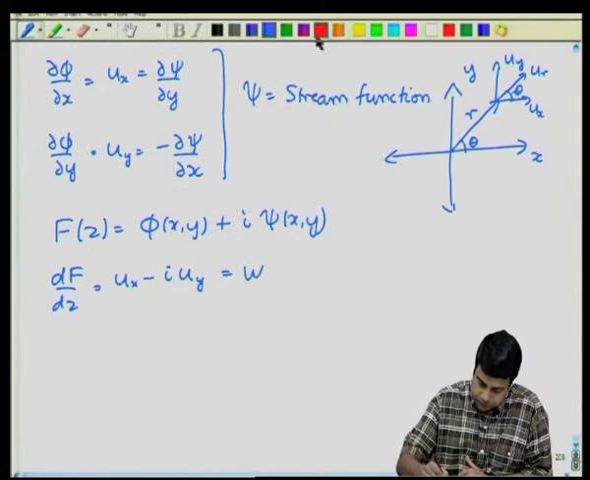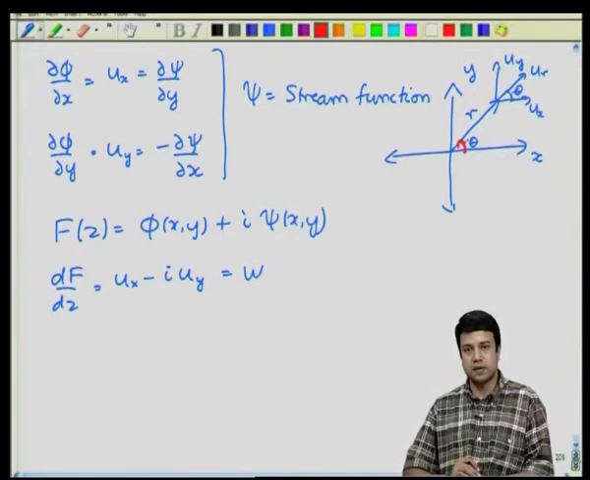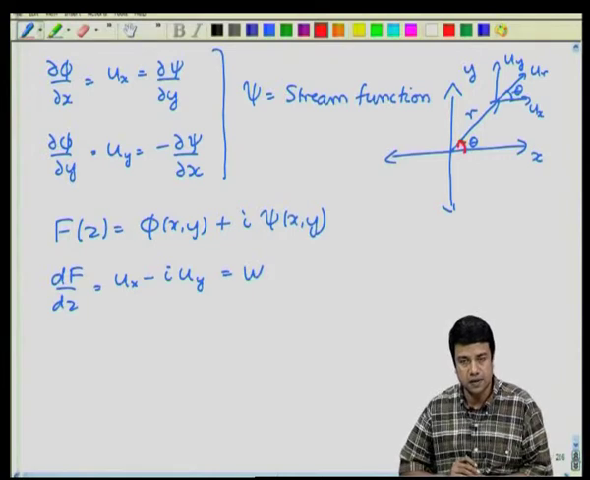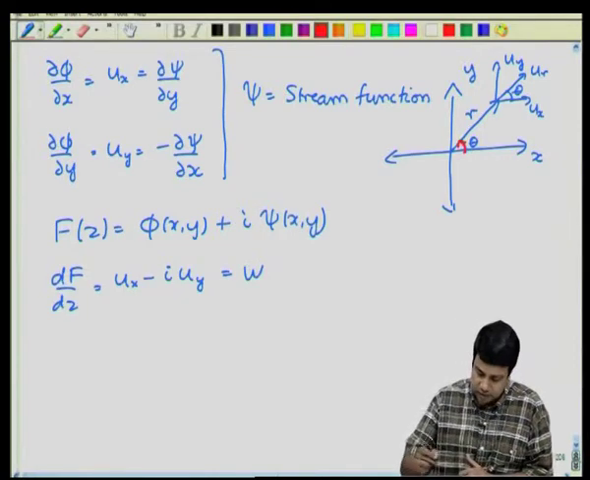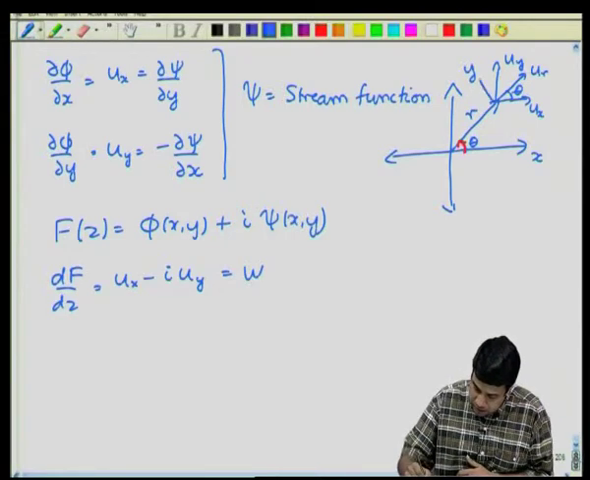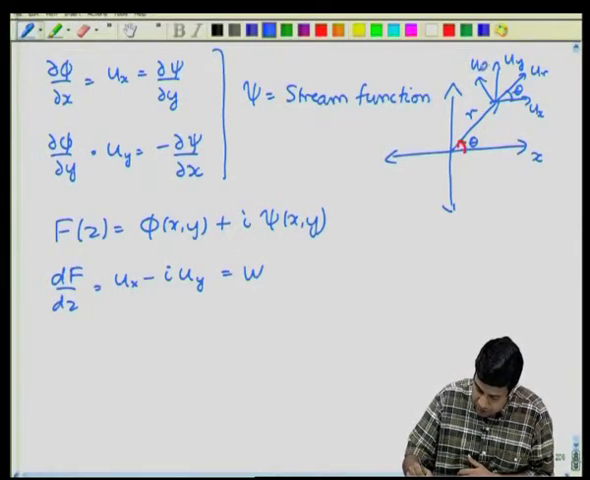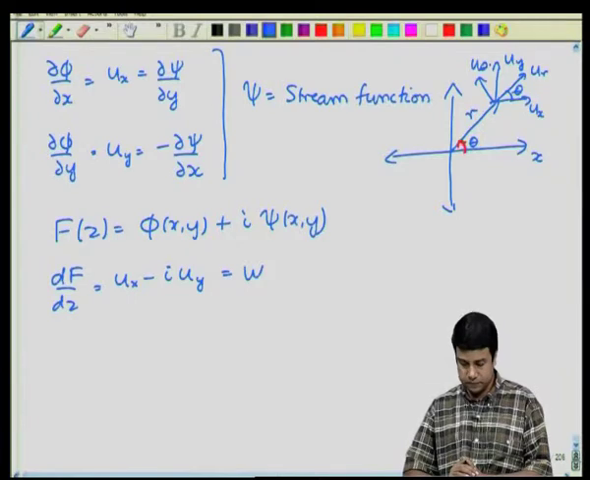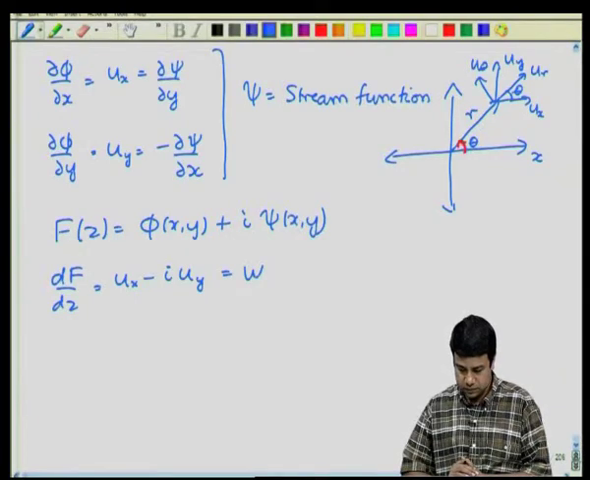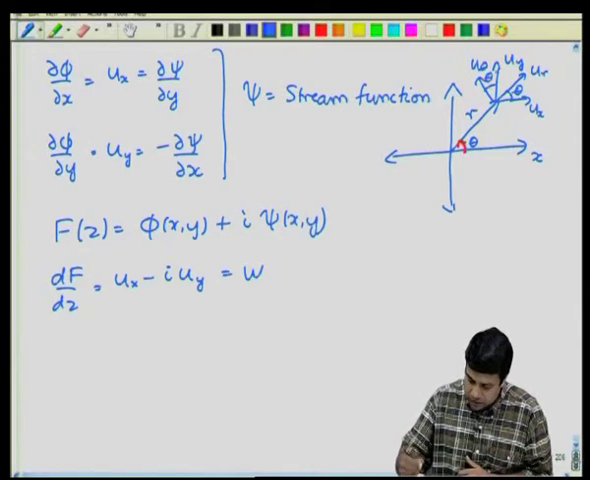Note that theta increases in this direction, in the anti-clockwise direction. Therefore, u theta has to be in this direction. So, this is the direction of u theta. So, therefore, the angle between u theta and u y is also equal to theta.